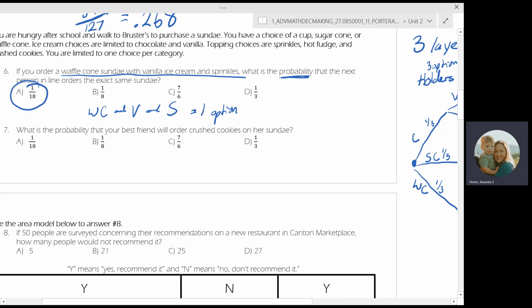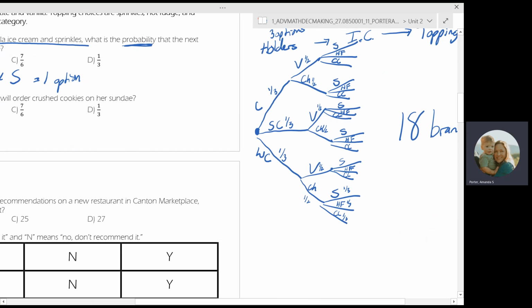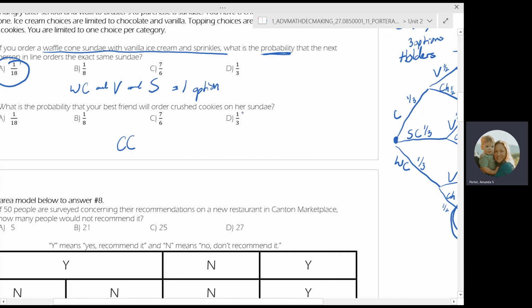Now, question 7, what's the probability that your best friend will order crushed cookies? Now notice crushed cookies, I'm not talking about all 3 choices. I'm talking about one choice only. So crushed cookies, well, we can think about it in just the grouping of the toppings. So you could think about it in just this grouping right here. And the answer is 1 out of 3.